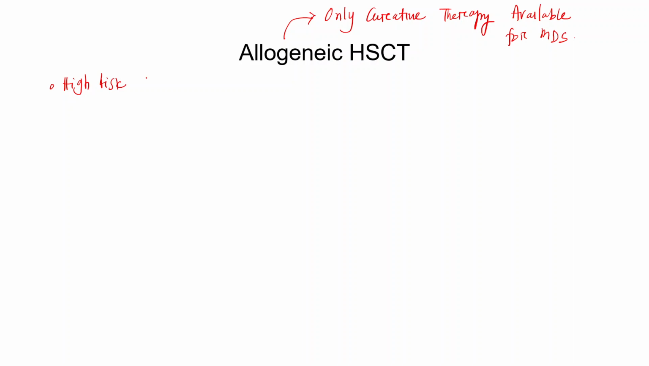Okay. Then coming to the role of allogeneic hematopoietic transplantation. Remember, allogeneic hematopoietic stem cell transplantation is the only curative therapy available for MDS. This can be used upfront for high risk MDS. If the patient is transplant eligible and has a match, then it should be done upfront. And it is also used for low risk MDS not responding to other therapies.